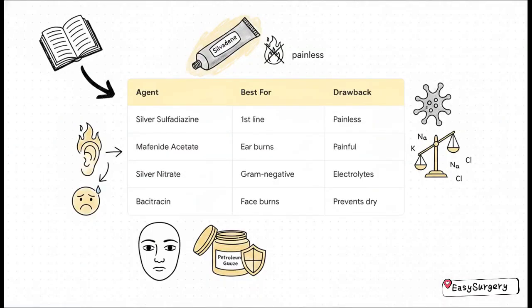Now, this breakdown of topical agents is virtually guaranteed to show up on your exams. Definitely commit it to memory. Silver sulfadiazine, or Silvadene, is your broad-spectrum, painless first-line agent. Then you've got mafenide acetate, which is heavily tested because it has amazing penetration into cartilage. That makes it the absolute go-to for deep ear burns, but the big drawback is that it's really painful. Silver nitrate is fantastic for gram-negative coverage, but watch out because it can cause major electrolyte imbalances. And finally, bacitracin, or petroleum gauze, is preferred for facial or superficial burns just to prevent desiccation.